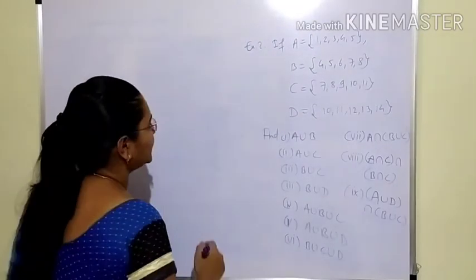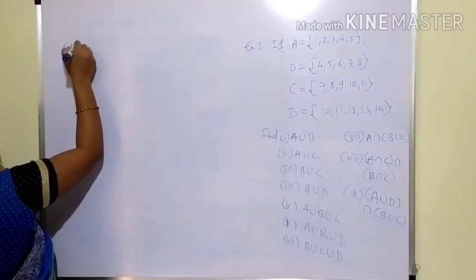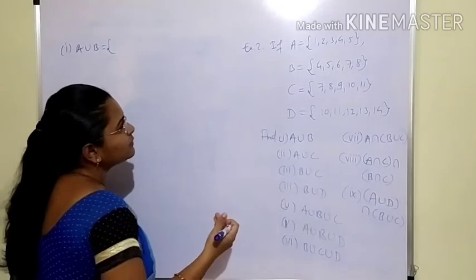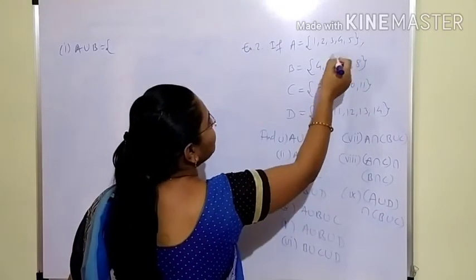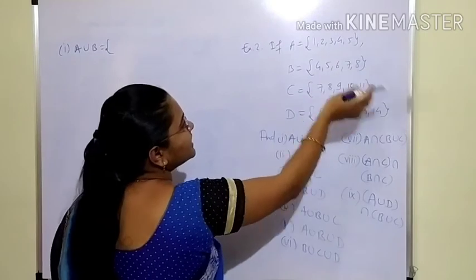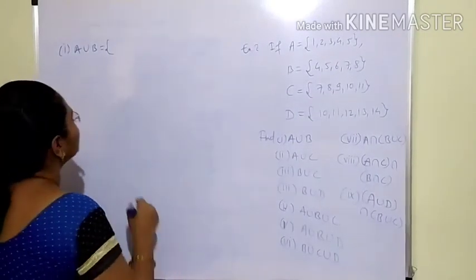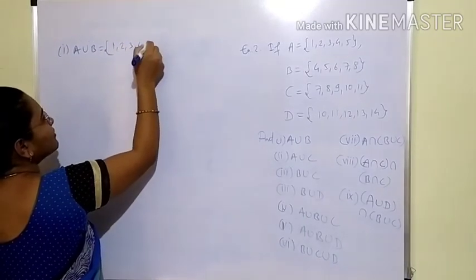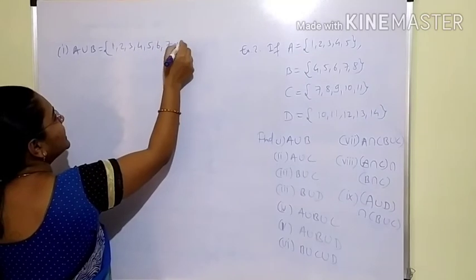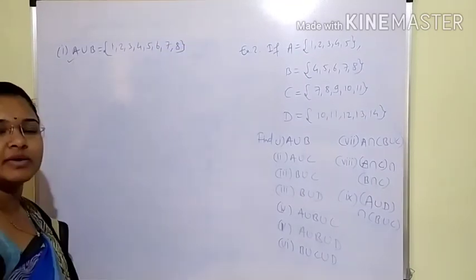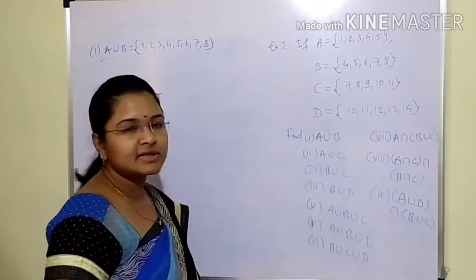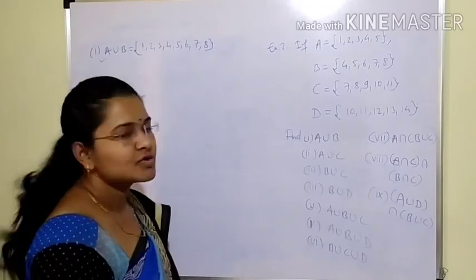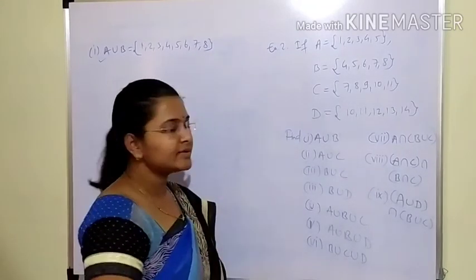So the first one, A union B. We just have to write the elements from both A and B. Here 4 and 5 are in both A and B, so we'll write them once. So A union B will be 1, 2, 3, 4, 5, 6, 7 and 8. Like these questions I gave yesterday in the DPP. If you could not solve those questions, please see all these solved questions so that you can get an idea for solving them. Okay.